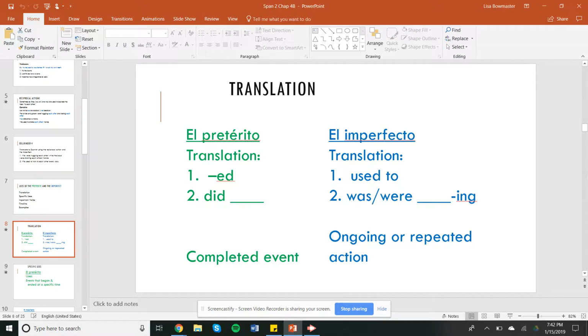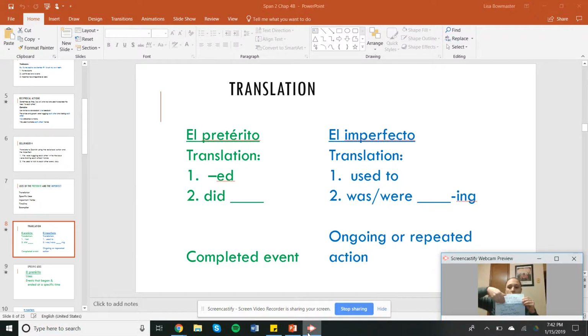For the translation, open up your first flip. This is where I'm writing. You can see I had to write a little bit on the top and a little bit on the bottom there. For the preterite, we usually mean -ed when we talk about it in English. Walked, talked. Remember, there's also irregulars like ran, swam. It could also be did, like we did run. Okay, a completed action, completed event. It started in the past, it stopped in the past, and that's it.